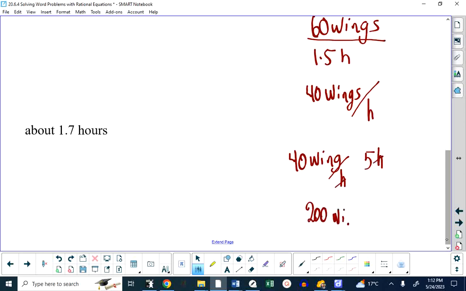So what am I talking about here? I'm talking about the quantity always being equal to the rate times the time. The quantity is always the rate times the time. Always. And that could be chicken wings per hour.